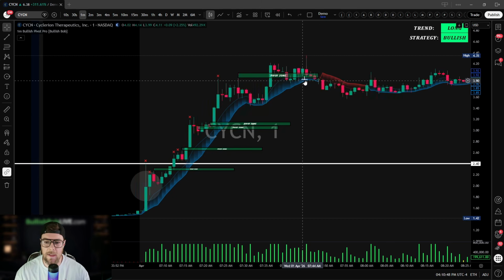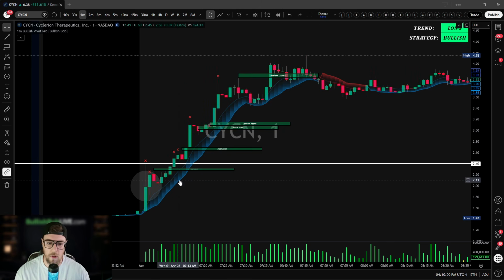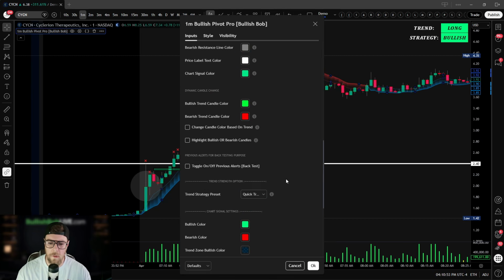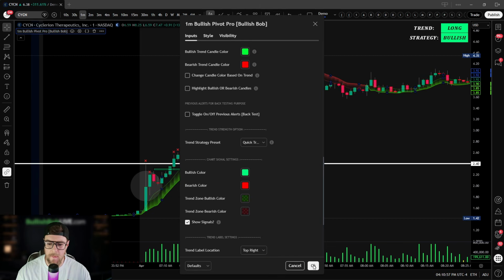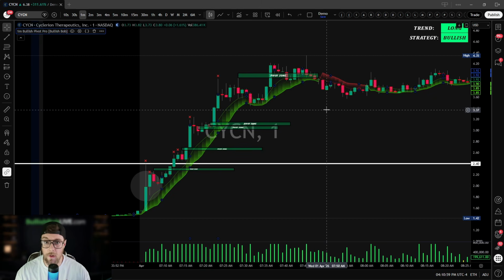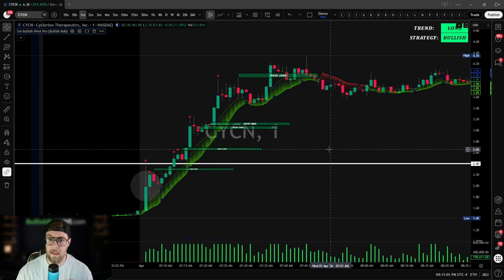So we're looking for it to stay above this trend. If you're looking at this blue line here, we can change this to green if you prefer, whatever you have yours set to. I'll set it to green just to make it easier. Red, bad, green, good, right? Green is support, red is resistance. It's that simple. We have these pivot zones as well.